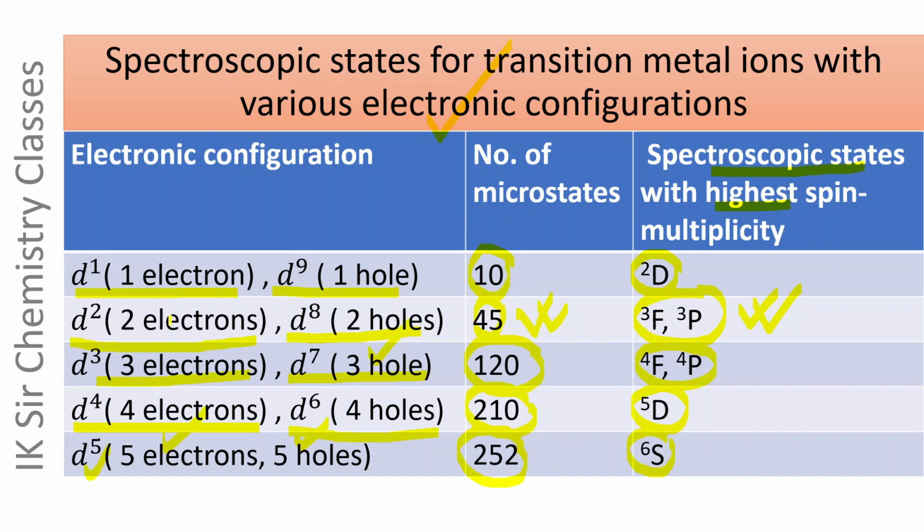Thus, we see that the transition metal ions having X electrons and X holes in the D subcell have the same number of microstates and the same spectroscopic states. Thus, hole formalism is quite useful in the derivation of spectroscopic states for transition metal ions having more than half-filled D subcell.